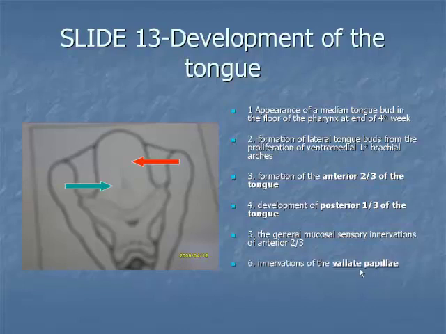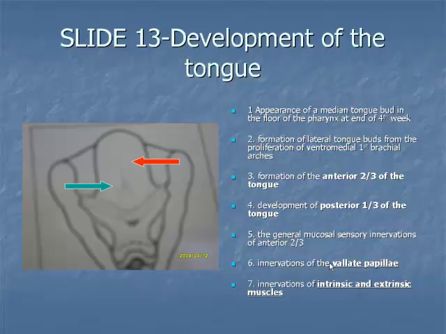Item 6. The glossopharyngeal nerve, the nerve of the third branchial arch, supplies the taste buds in the vallate papillae and most of the posterior one-third of the tongue mucosal surfaces. The superior laryngeal branch of the vagus nerve, the nerve of the fourth branchial arch, innervates a small patch of the tongue mucosal surface anterior to the epiglottis.